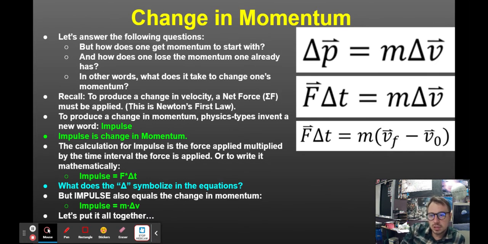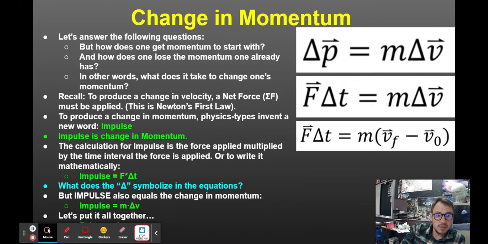Now, what I want you to look at is, if you put it all together, those equations on the right are all the same. You notice change in momentum equals mass times change in velocity. Well, we know that impulse is change in momentum, and impulse is the force times the time that that impulse is applied. And then that last part is just expanded out.